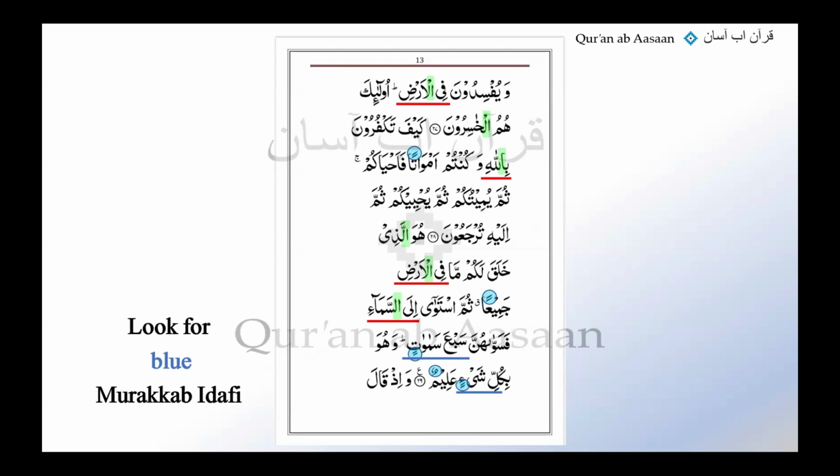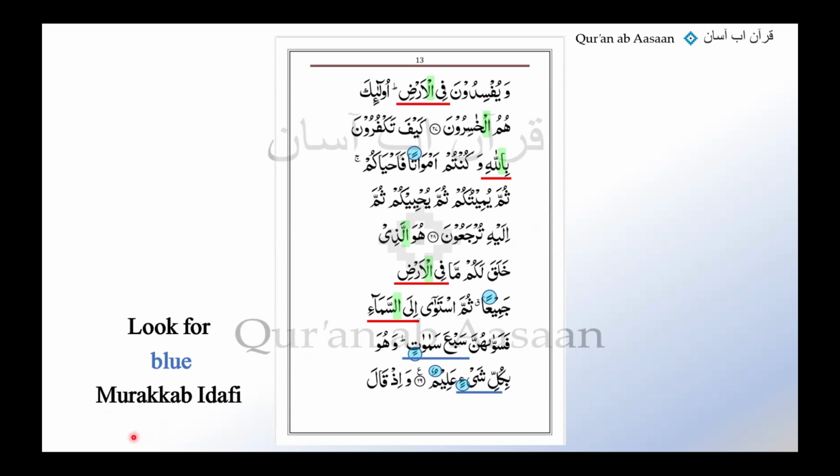First, we are going to look for the blue murakkab idafi that's already been identified. And then we are going to look back. We are going to see if the no al, no tanween possessed noun is in jar. We are going to then look back, and if we see harf jar, we know our combination. Let's have a look at a few examples, and inshallah it'll make more sense.